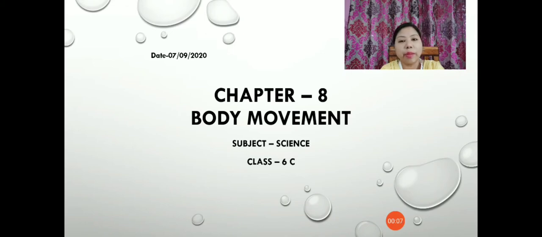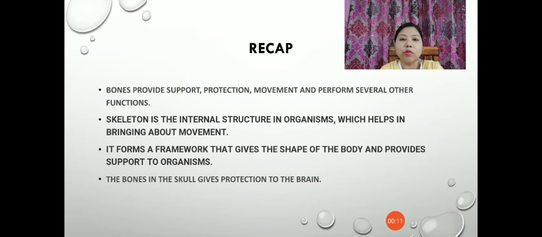We are doing the chapter Body Movement, and in the previous class we discussed bones, the skeleton system and skull. So now let us do a quick recap of what we have done in the previous class. We discussed bones, skull and the skeleton system. Bones provide support, protection, movement and perform several other functions. It is due to the presence of the bones in our body that we are able to do various functions.